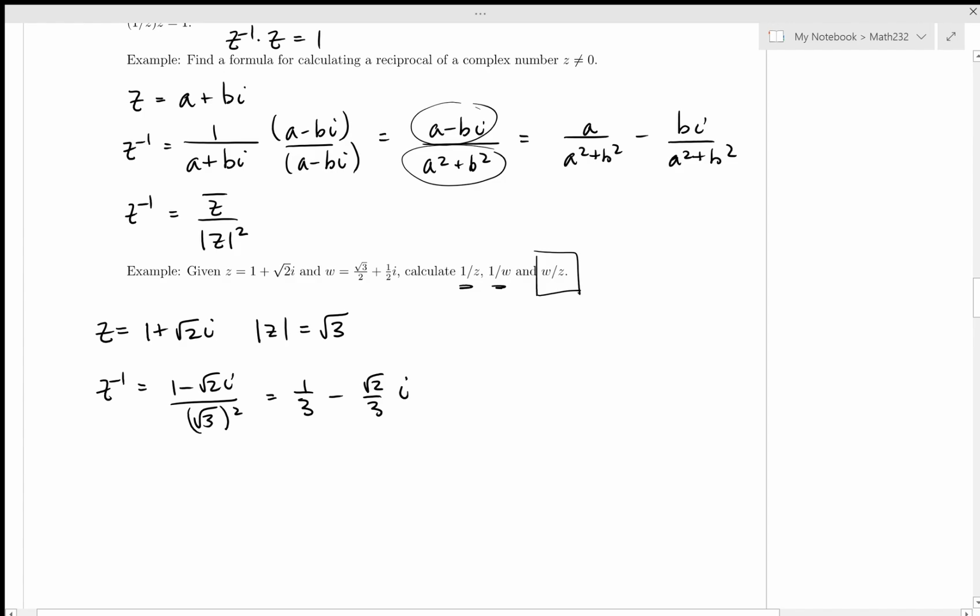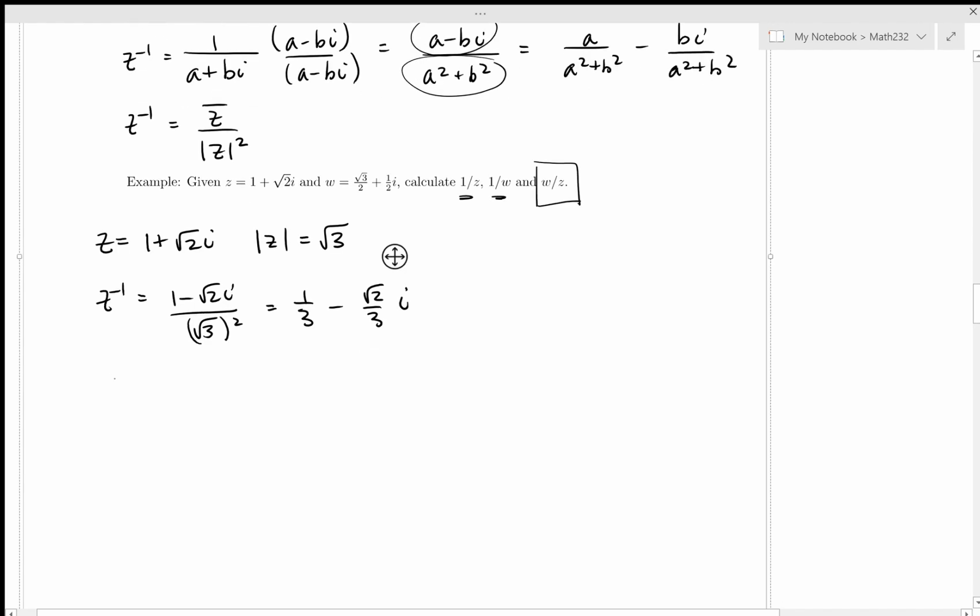I can do the same thing with W. W is root 3 over 2 minus 1/2 I. So W to the minus 1 is 1 over root 3 over 2 minus 1/2 I. Multiply top and bottom by the conjugate.